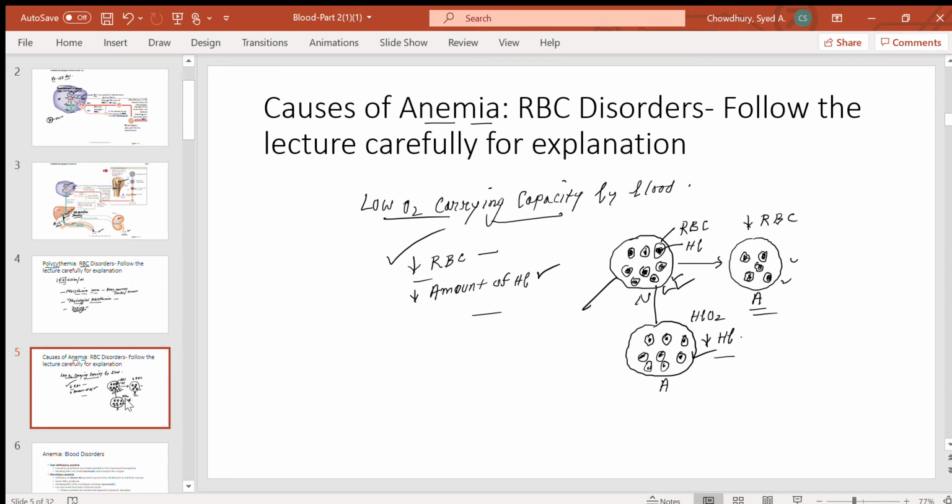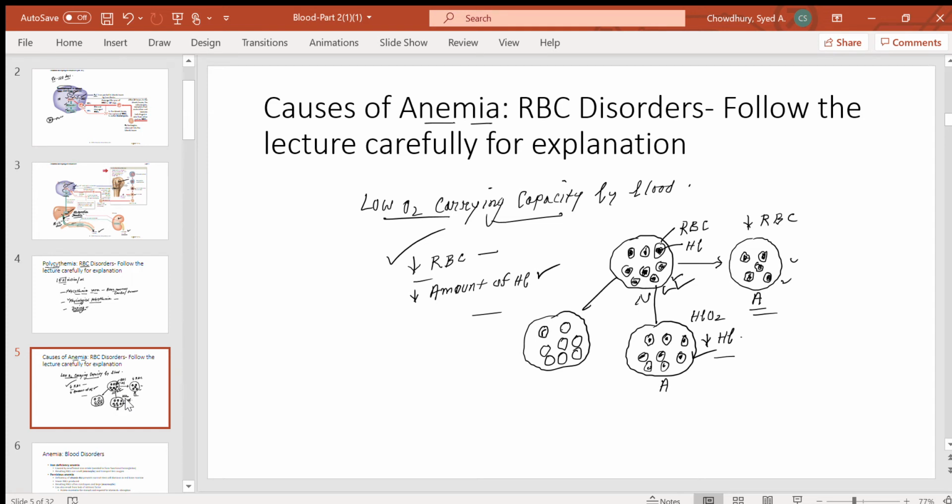Another condition is, again you see here, this is another person whose red blood cell number is again same as normal, but the hemoglobin is abnormal.